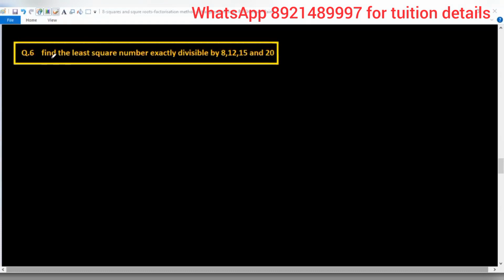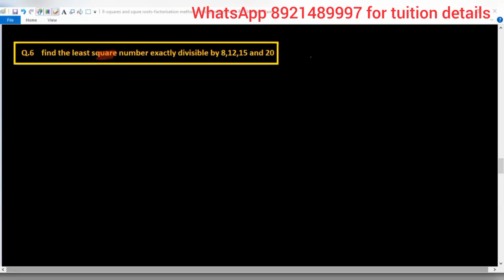Now, this is our sixth question. Find the least square number exactly divisible by 8, 12, 15, and 20. If the word square was not there, the question would become: find the least number exactly divisible by 8, 12, 15, and 20. Then what do we have to find out? The number divisible by means it is a multiple, that means LCM. That is what we have to find.